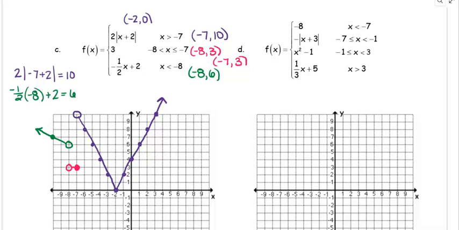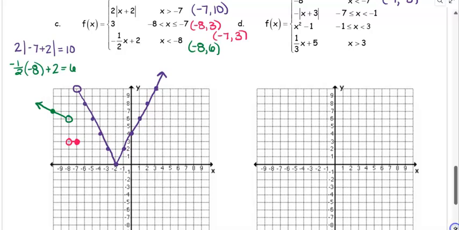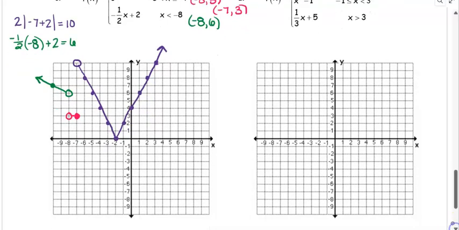Now, so far we've only been doing 2 or 3 pieces. For this last one, I've got 4 pieces. The first piece here, I again see that there is no variable, which means it's going to be a horizontal line. It's going to start at -7, -8. So at -7, -8, that is going to be an open dot. And I want everything less than -7. So I have this going off to the left-hand side here.